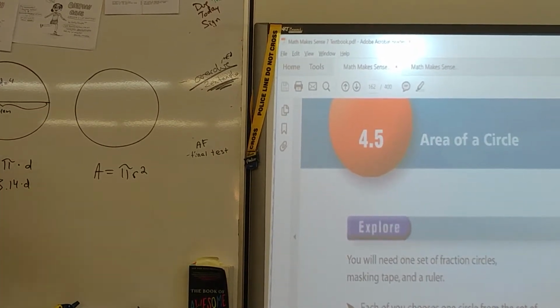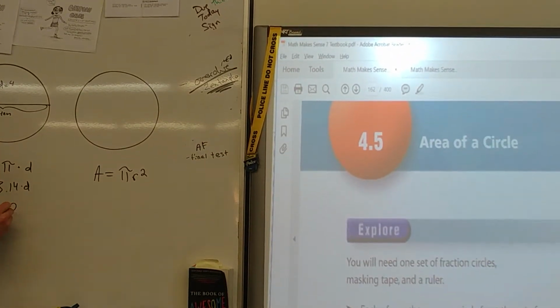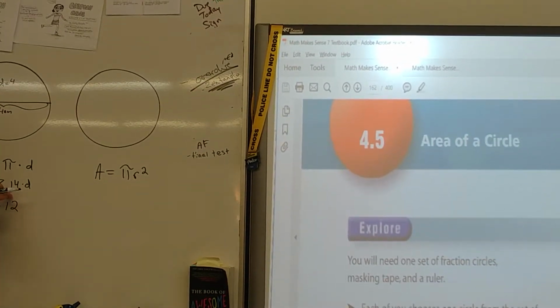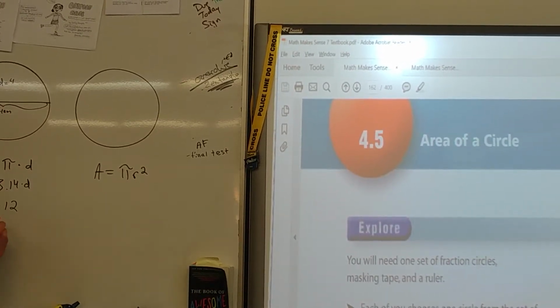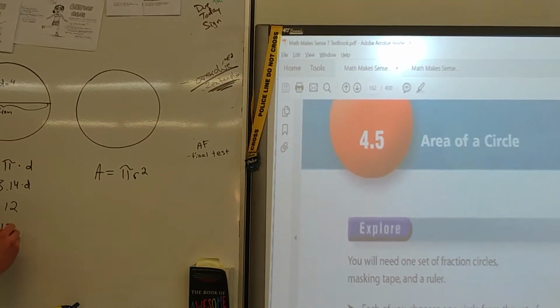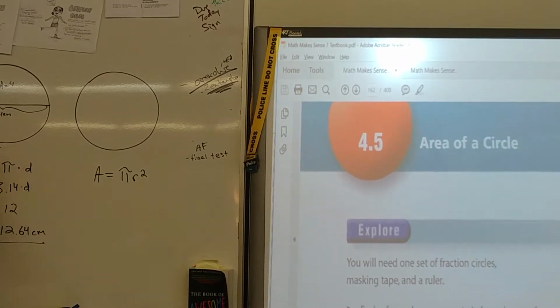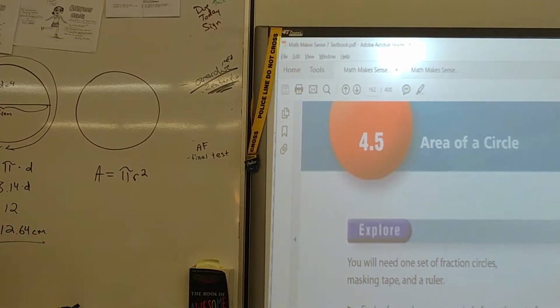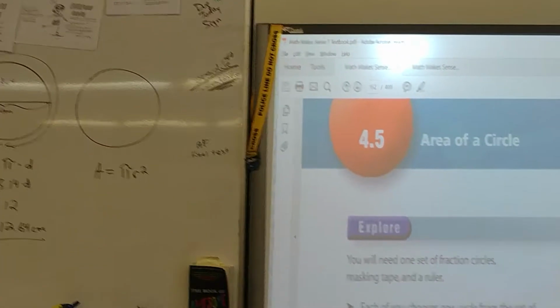So my estimate here, if I've got 4, so 4 times 3, should be around 12. But when I actually put 3.14 in like that, I end up getting 12.56 centimeters. And so that means the distance around my circle is 12.56 centimeters. So that was your quick review, but now we're going to get into the actual area of a circle.